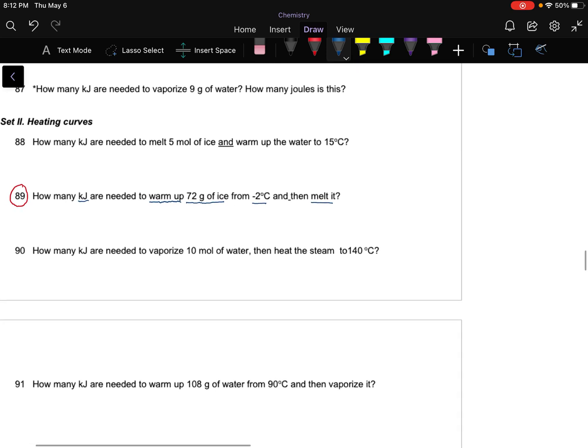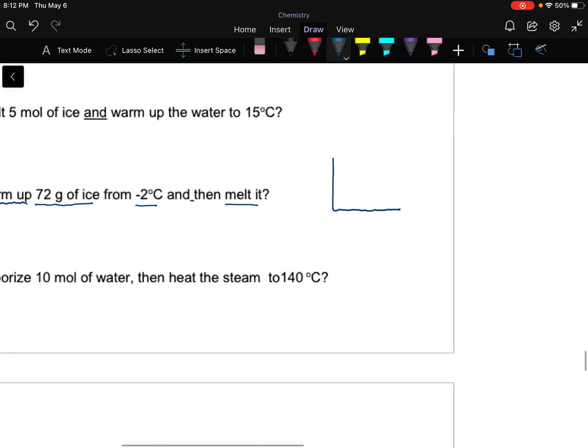So in order to help us, I'm going to be graphing a heating curve graph, and that graphs the temperature over time. The ice starts at an initial temperature of -2 degrees Celsius. In order to start melting it, we'll first have to raise the temperature of the ice to 0 degrees Celsius. And then in the process of melting, it stays at a constant temperature of 0 degrees Celsius.